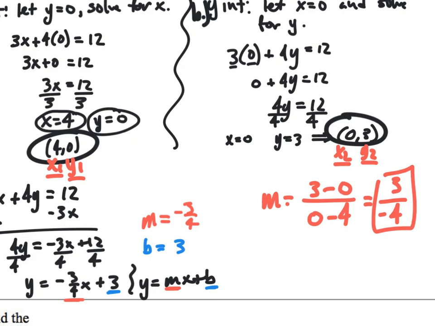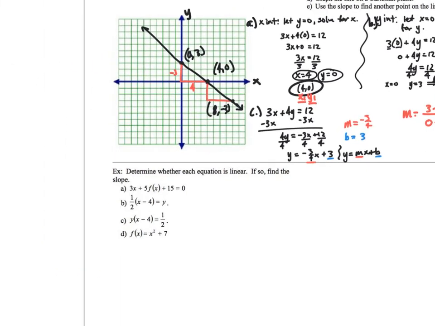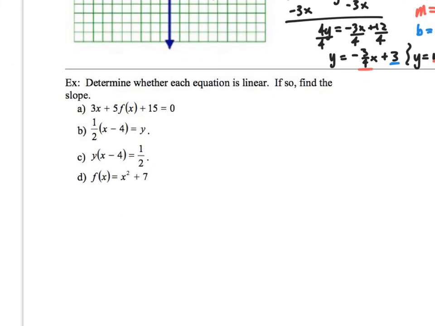So guys, what I'm trying to show you is that there's a number of ways to do this. Get these points, and you can use those points to calculate the slope. You can solve this equation for y to put it in slope-intercept form to get the slope, or you could do it graphically. It doesn't matter to me, as long as we get it right. All right, next one. Last one for this chapter.